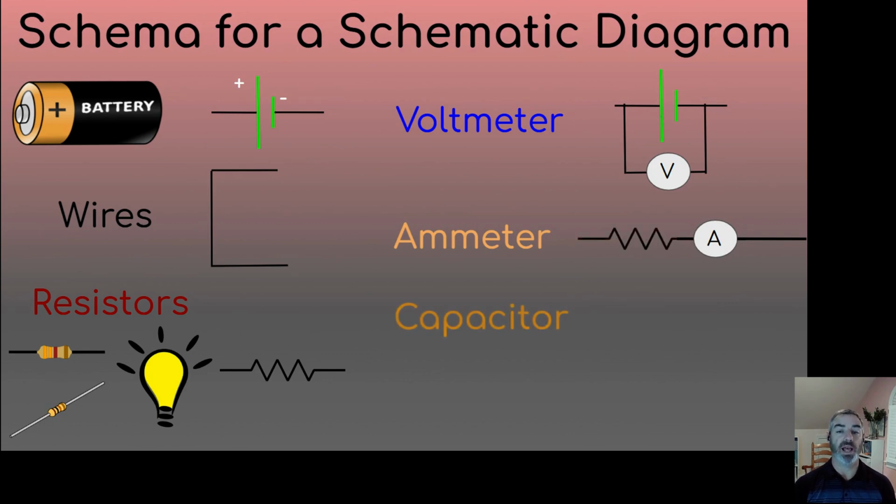We also have capacitors that have parallel lines or a line with a curved line. And we're also going to talk about adding a switch into our circuit, which is just going to be a switch like this. When it's open, no current goes through it. When it's closed, current will flow through that portion of the circuit.